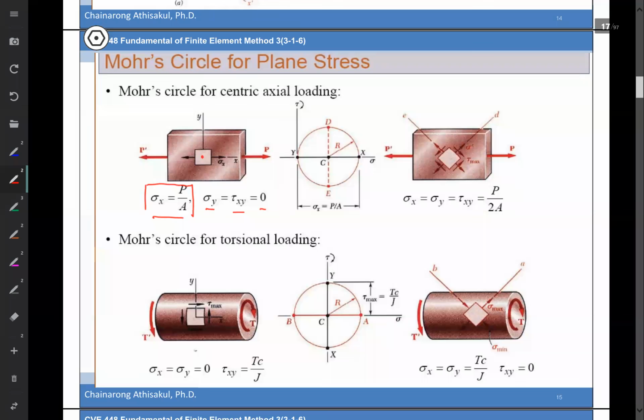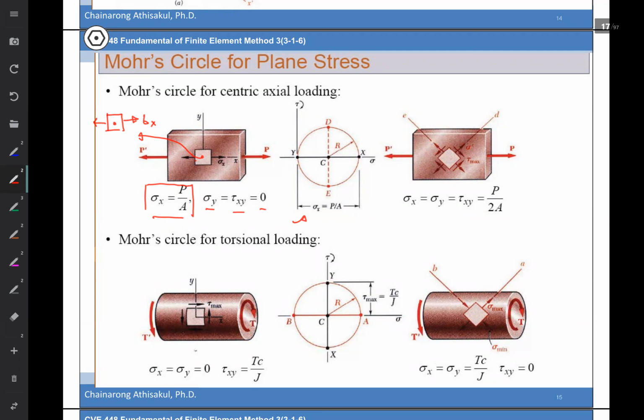So according to this, we can draw the Mohr circle like this, and this defines the state of stress. That is, we can write the state of stress at a point by a picture like this. This is sigma x only. And sigma y becomes 0, and also tau xy is equal to 0.